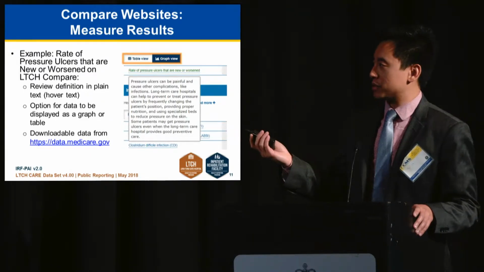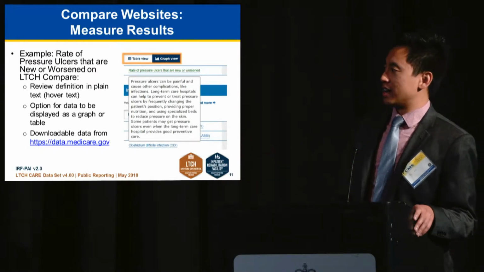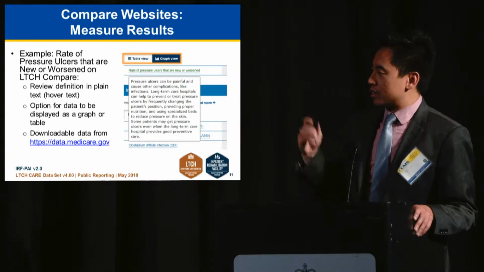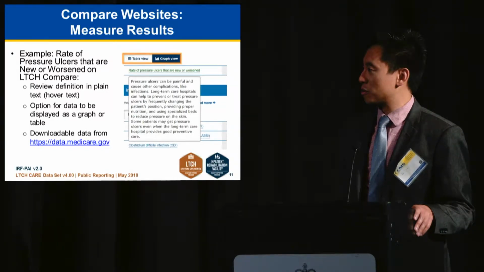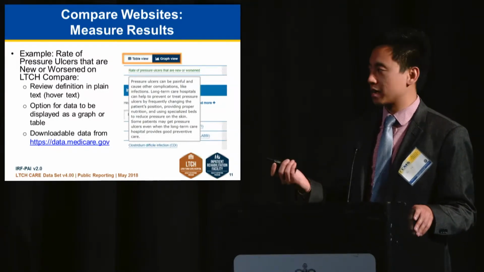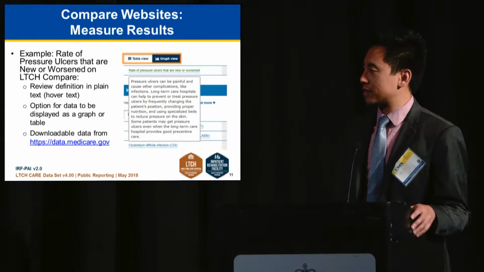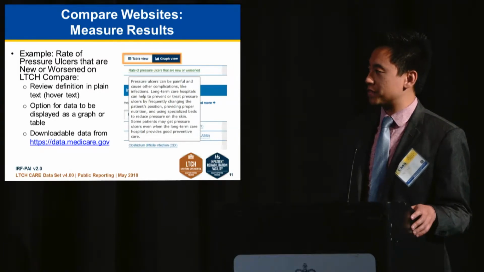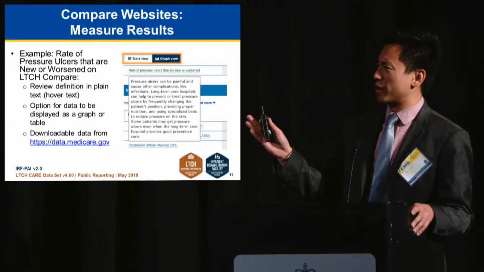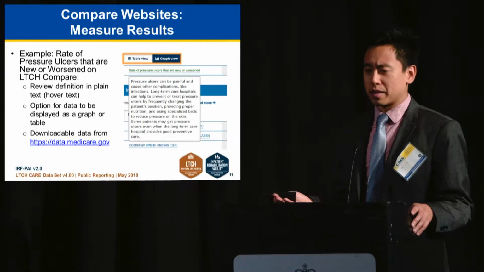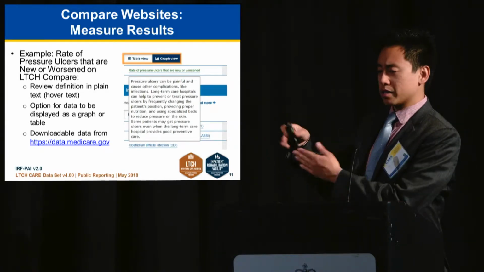Here, for example, you can see results such as the rate of pressure ulcers that are new or worsened. In the screenshot, you'll see that you can hover over the quality measure, and it'll show hover text, which defines the quality measure itself. And there are multiple ways of looking at the data. We have a table view and a graph view. Both show different results. For the assessment-based measures, so anything from the LTAC CARE data set or the IRF-PAI, you'll have the table view and then the graph view, which shows a bar graph.